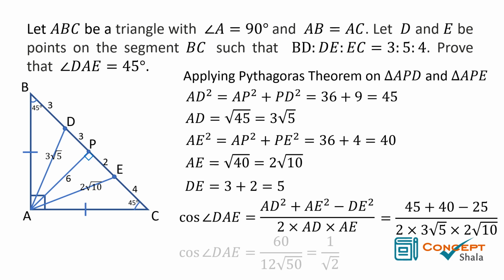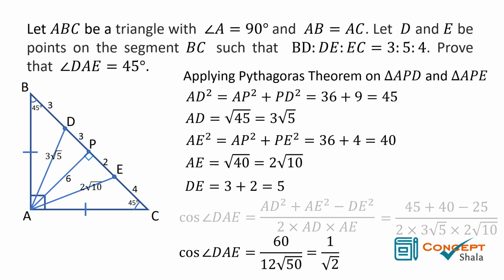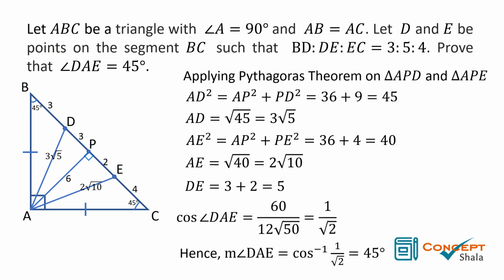So the cosine of angle DAE comes out to be square root of 1 over 2, which is 1 over square root 2. And so the angle DAE is the cosine inverse of 1 over square root 2, which is 45 degrees. This proves that the angle DAE is 45 degrees.